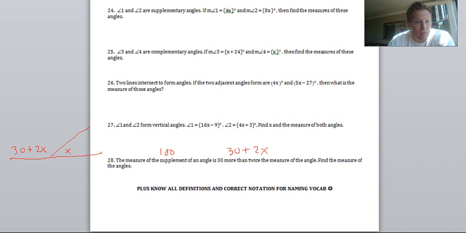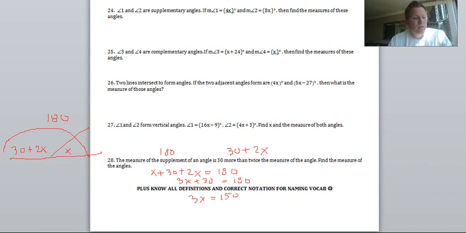And we know that the full thing has to equal 180 degrees, right? Because it makes a straight line. So if I take x and add it with 30 plus 2x, it's going to equal a straight line, which is 180 degrees. So this is going to give me 3x plus 30 equals 180. I'm going to subtract 30 from both sides, so 3x equals 150. And 150 divided by 3 is going to give me 50. X is going to be 50.